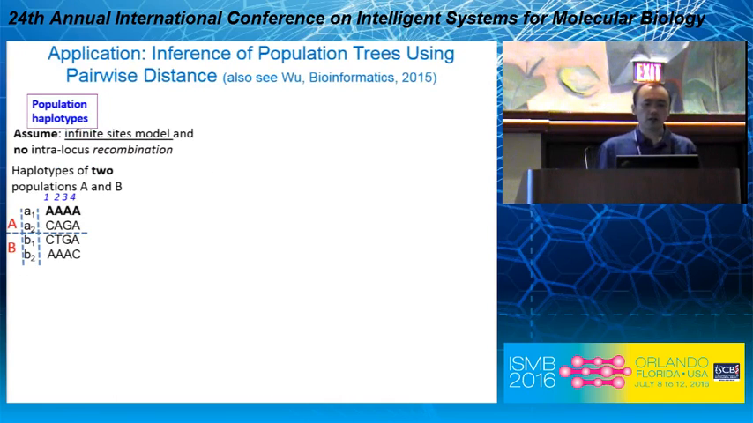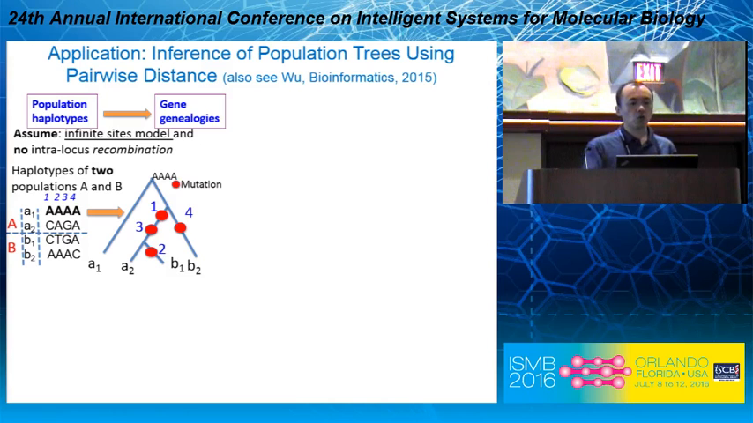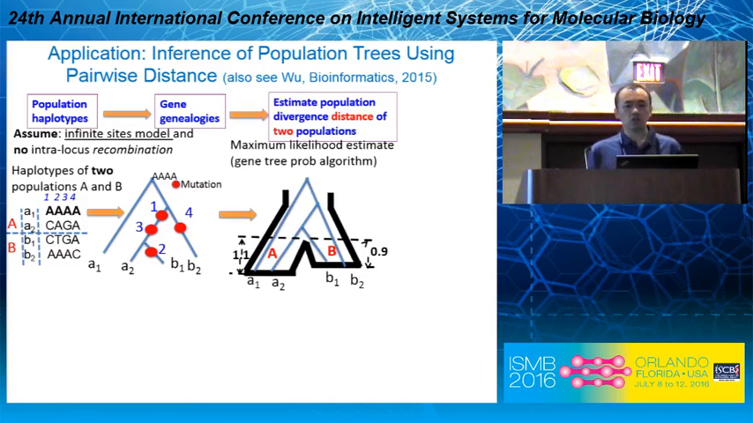The last thing is to quickly show you what we can do with the new algorithm. I can show you how we can use the new algorithm to infer the so-called population tree, or the population divergence history. Here I can go from population haplotypes to infer the gene genealogy. This is based on the assumption of an infinite sites model and also no intra-locus recombination. So here is something called perfect phylogeny, and I don't have time to explain that. Once you obtain this gene genealogy, you can then use the new algorithm to estimate, for this pair of populations A and B, when they diverge. This is a maximum likelihood estimate based on the computed gene tree probability.